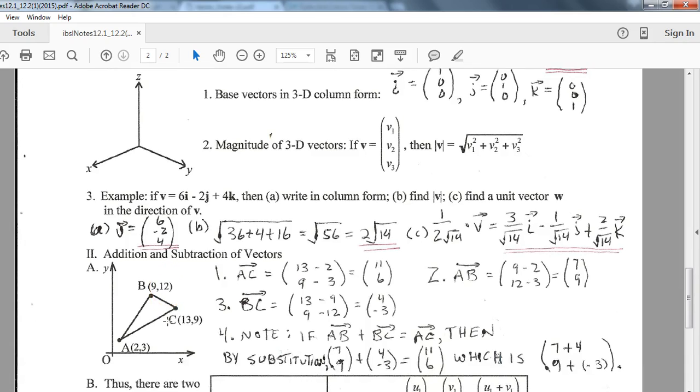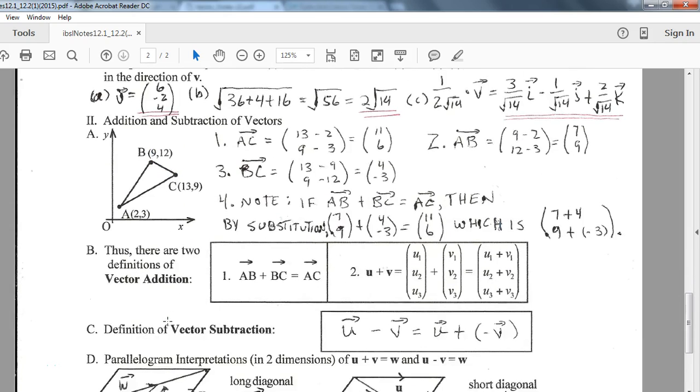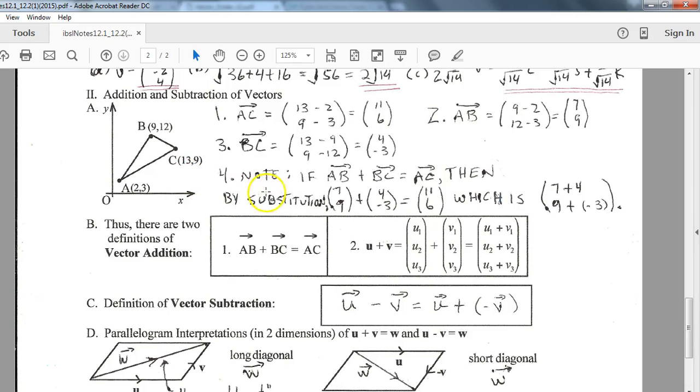So addition and subtraction of vectors. Take a look at this. This is a really big concept moving forward, this formula that AB plus BC equals AC. So this is a little background on where that comes from.